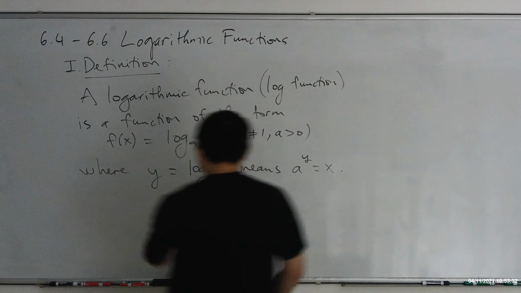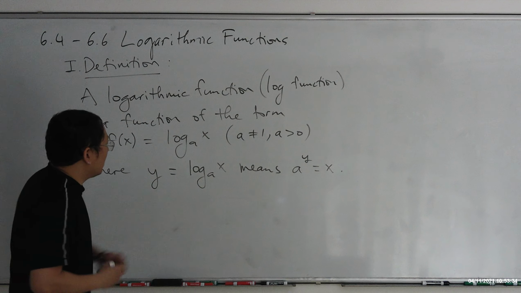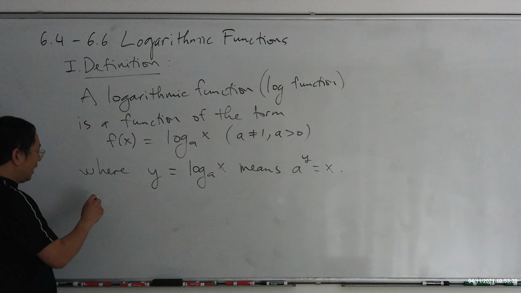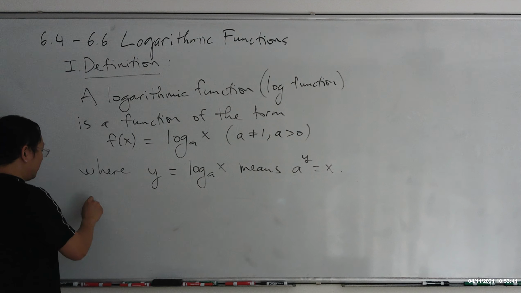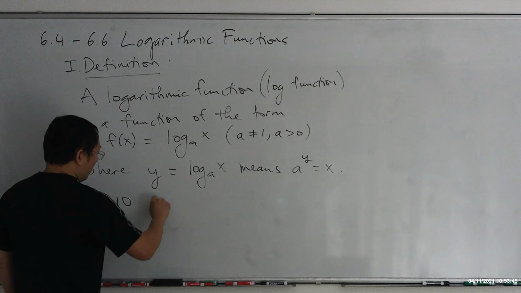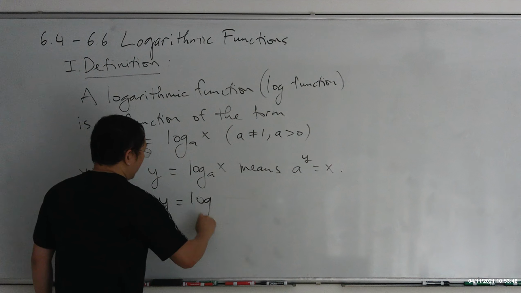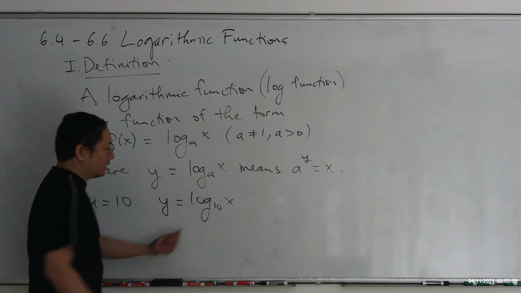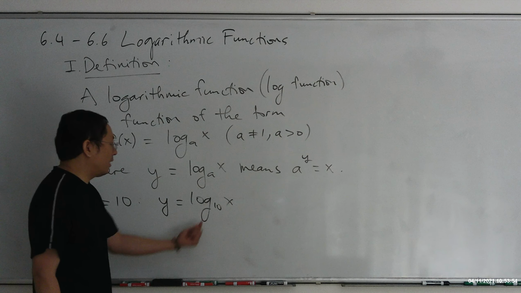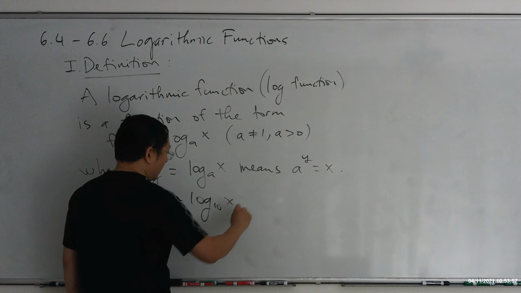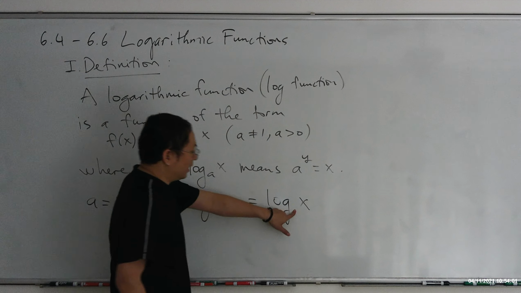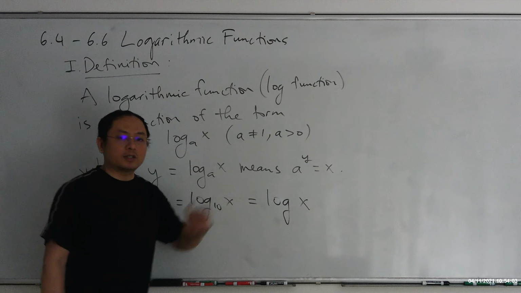Next, I'm gonna move on to some properties. How about this? I'll give you some special notation first, because we have two special notations. We have two bases that we are using quite often. First of all, base a equal to 10. So instead of writing y equal to log base 10 of x, people tend to omit the number 10. They're going to write just log x, and they omit the number 10, and everyone understands that this is base 10.